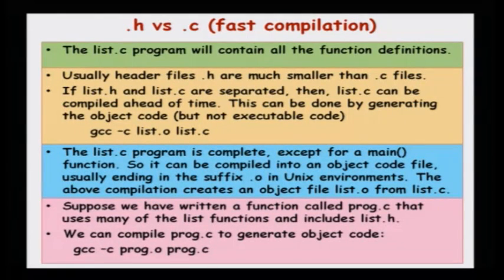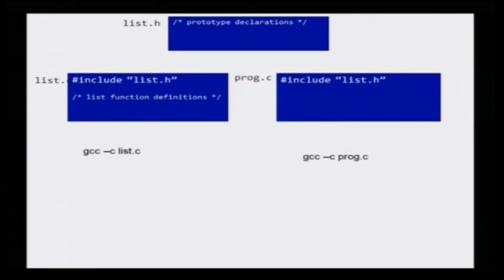Okay. Now, suppose we have written a function called prog.c that uses many of the list functions, that uses list.h. We can compile prog.c to generate an object code: gcc -c prog.o prog.c. So now we have two object files, list.o and prog.o, and then we can use these two object files to create the executable file. Let us look at a diagram which will hopefully be helpful.